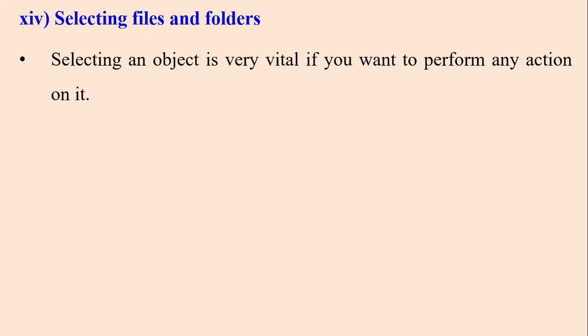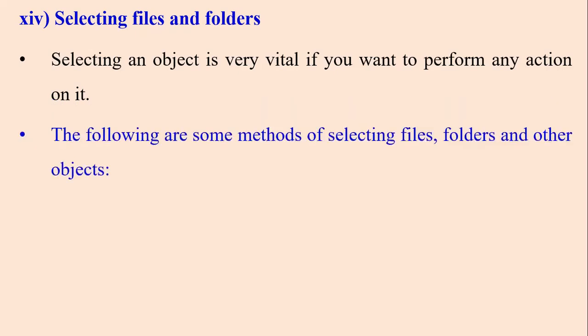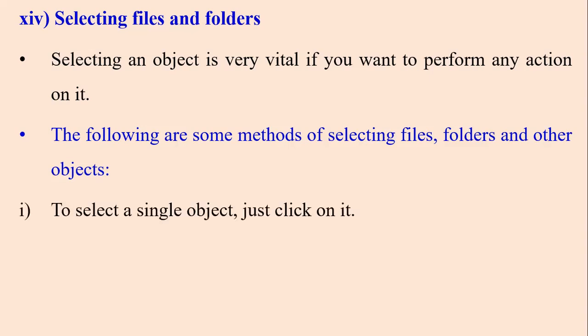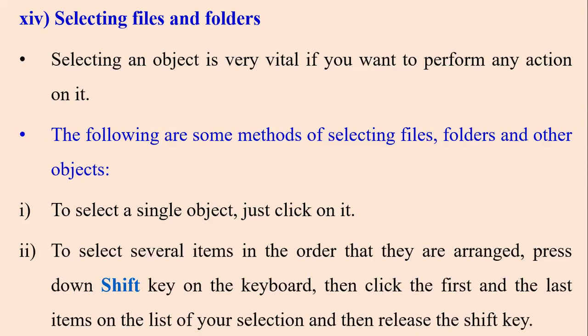How do you select files and folders? Selecting an object is very important if you want to perform any action on it. The following are some methods you can use to select files, folders, and other objects. Number one, if you want to select a single object, just click on it. If you want to select several items in the order that they are arranged, press the Shift key on your keyboard, and while pressing the Shift key, click on the first and the last item on the list of your selection, and then release the Shift key.